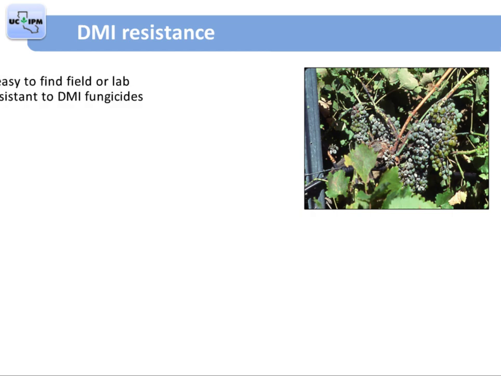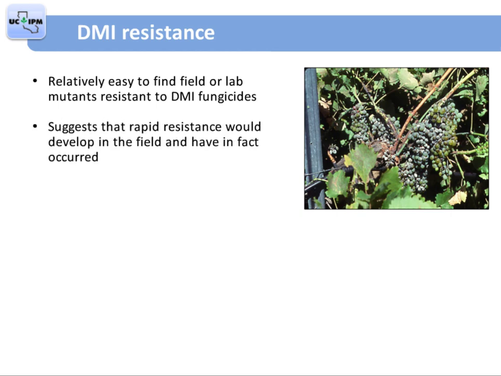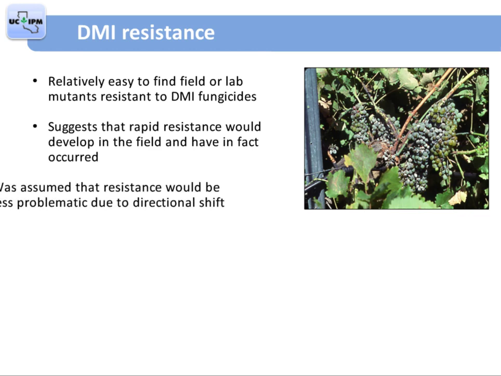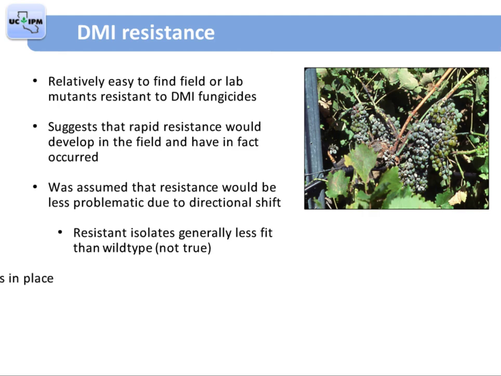It is relatively easy in California to find field or lab mutants that are resistant to DMI fungicides. It suggests that a rapid resistance would develop in the field. This has occurred. When Balaton was introduced, it was thought that resistance would be less problematic because of the way the fungicide attacks. It was thought that one application would not give resistance, but that over time, you would get a directional shift. It was thought that resistant isolates would be less fit than wild types, but that didn't turn out to be true. However, we do have management strategies in place.